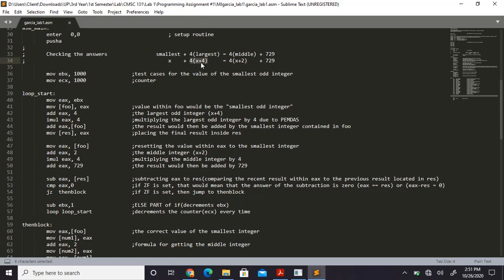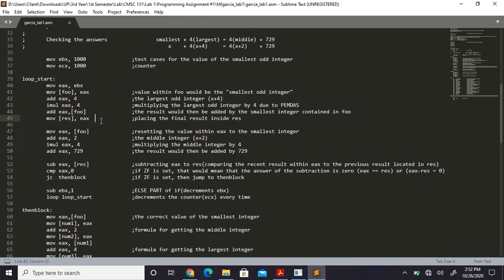Next, we would add the combination, the final result of this. It would then be added by the smallest integer, which is currently contained in foo, because that is the temporary variable for the smallest integer. So nakuha na finally yung sagot in this side of the equation, sa left side. We would then place it to the variable res. We would use res later for comparing.